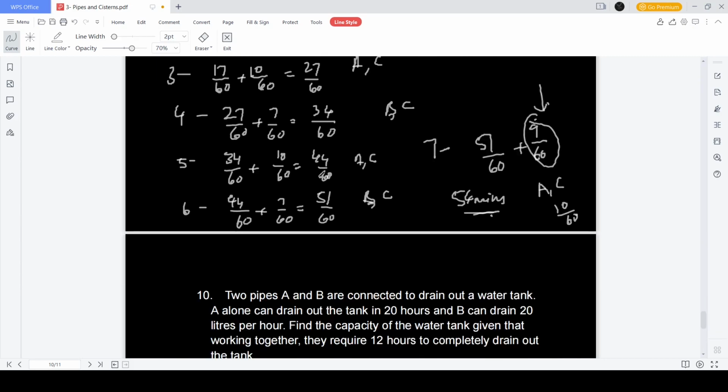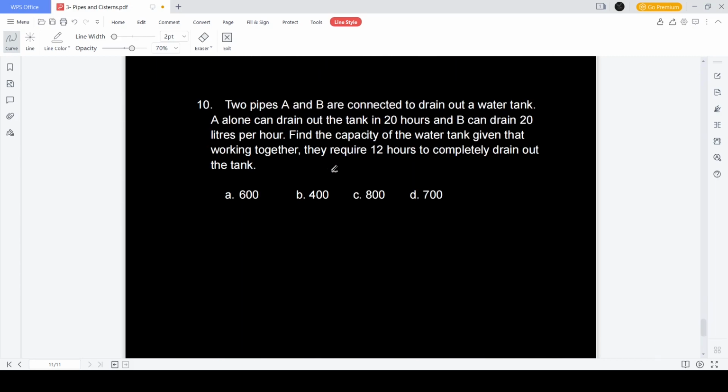Okay, last question. Two pipes A and B are connected to drain out a water tank. A alone can drain it in 20 hours. B alone can drain it at 20 liters per hour. Find the capacity of the water tank. Given that they are working together, they require 12 hours to completely drain out the tank.